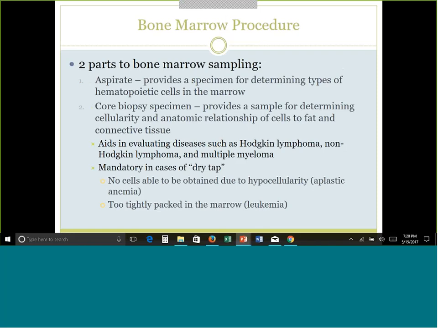So a dry tap will occur due to one of two situations. Either one, there are no cells in there to pick up in an aspirate. It means they are so hypocellular, nothing in there, like in an aplastic anemia, and we're going to talk about aplastic anemia in the next PowerPoint. It was so hypocellular that nothing was picked up. Or case two, it was so cellular and so tightly packed you couldn't get them out of there, and that might be in the case of a leukemia. So kind of the opposite cases, but either one could result in you just not getting cells out in an aspirate, and then that's when you have to rely on your core biopsy.